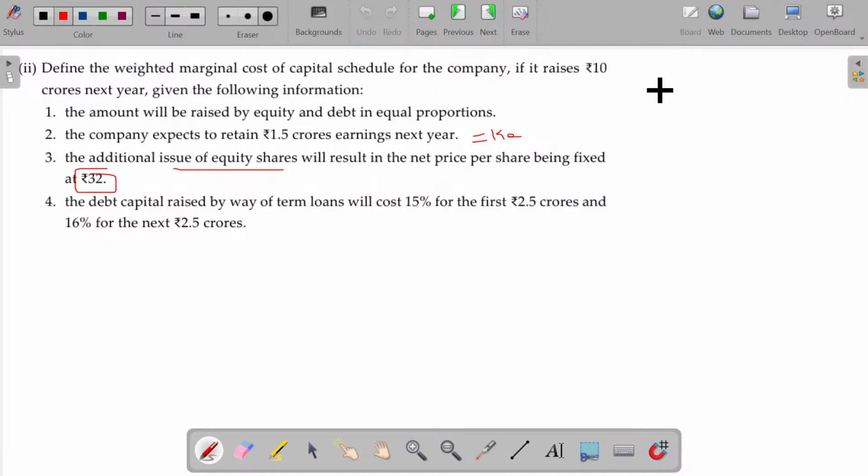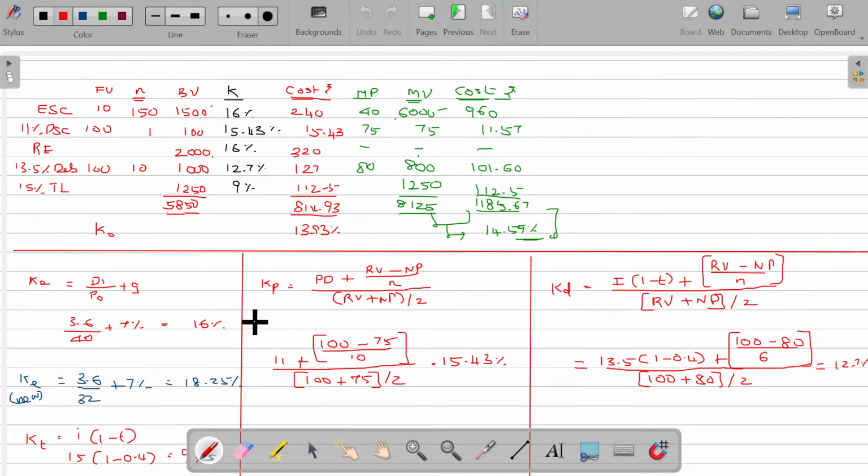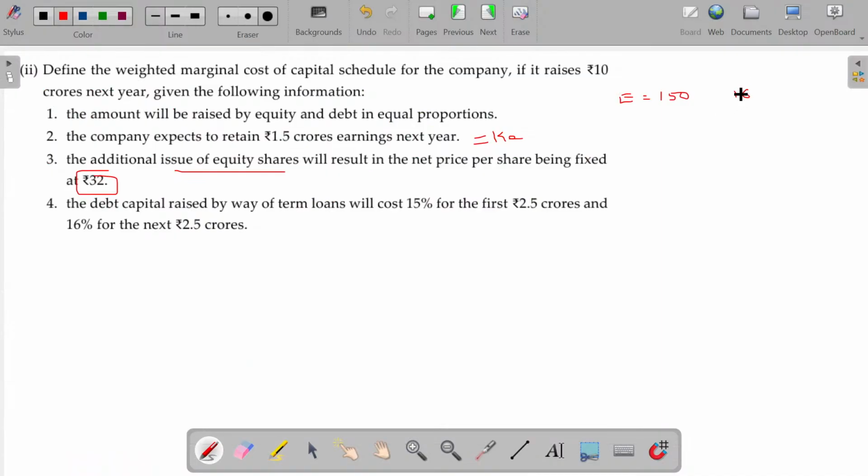So for 1.5 C, otherwise 150 lakhs, your cost being existing one. What is the existing one? 16%. Further raising, additional to that, it costs me 18.25%. I'm in need of 10 crores, am I right? Otherwise 1000 lakhs. For the overall fund requirement, debt portion being 500 lakhs, equity portion being 500 lakhs.